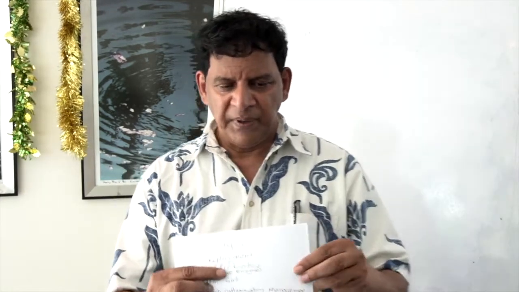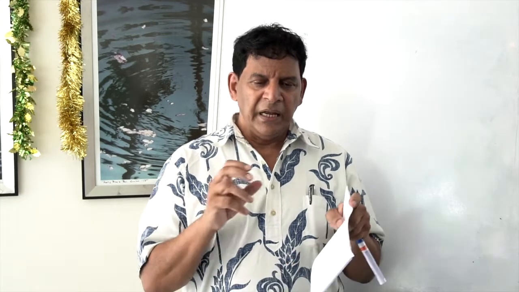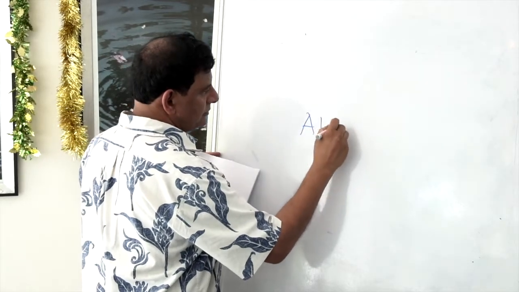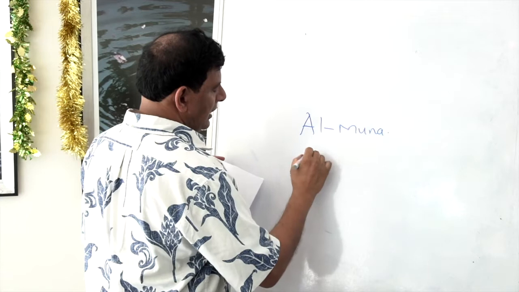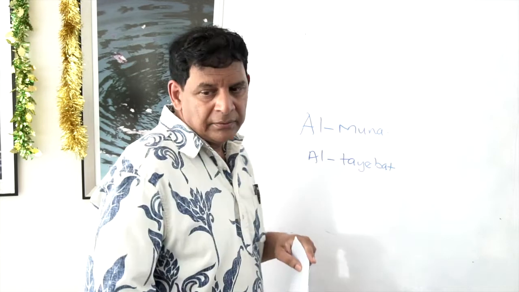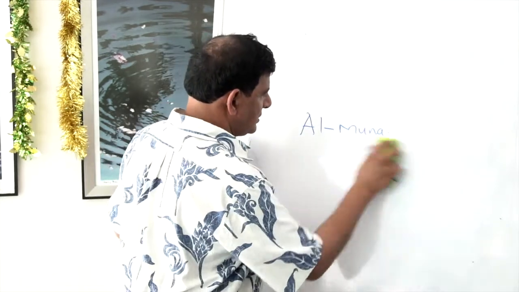Step 5 is replacement. So what is the first thing in the replacement? It will be prebiotics and probiotics. I think in Australia and New Zealand, we have fantastic probiotics and prebiotics. My prebiotic is different. The prebiotics in my Restore supplement are called Almuna and Al-Tayabat.